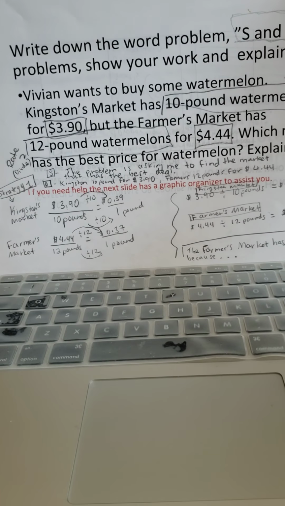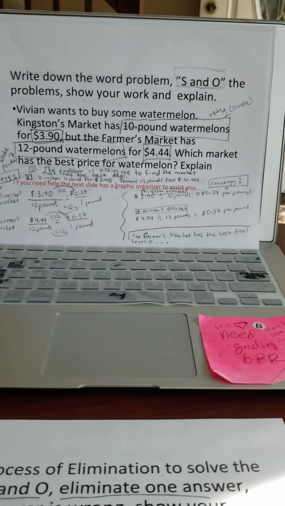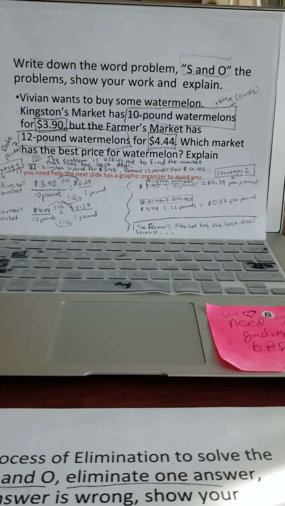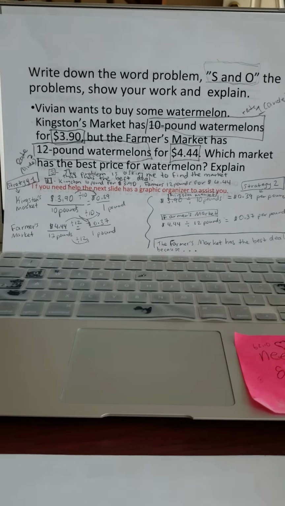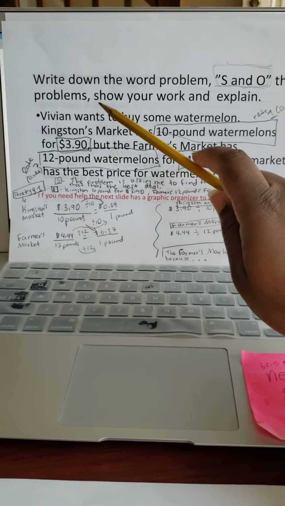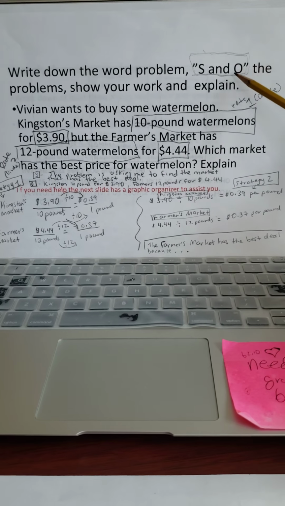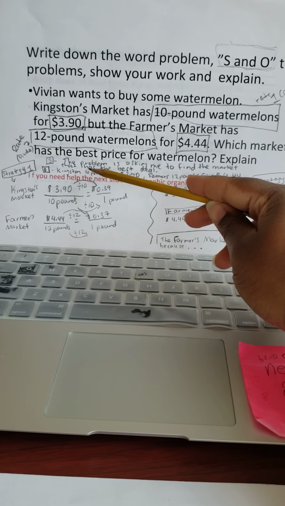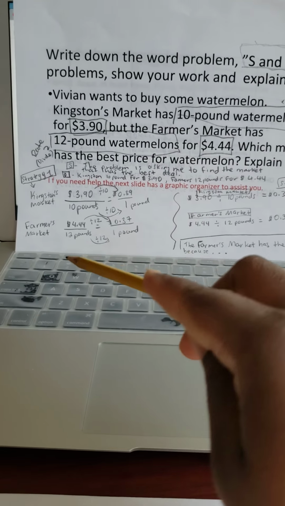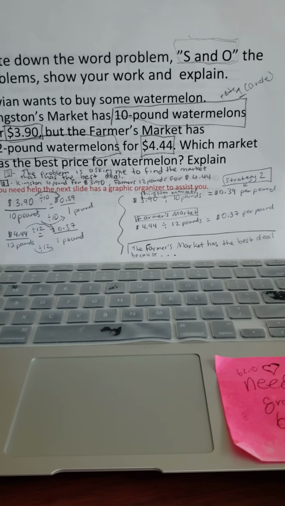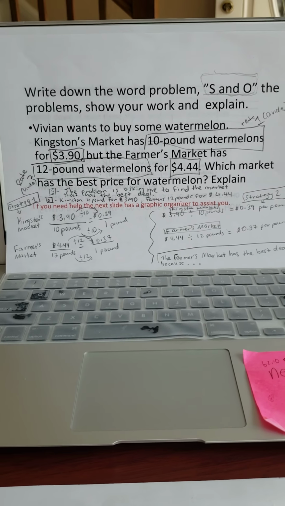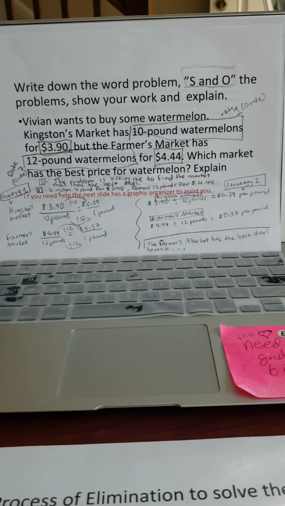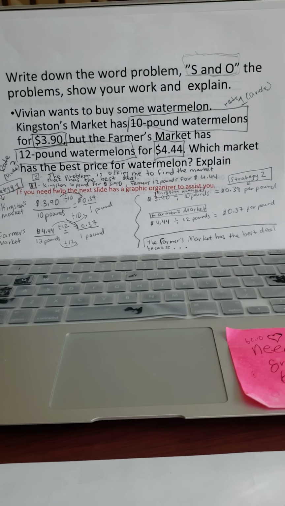Then you'll be given a word problem. So this is the word problem that you were given for the first lesson. As you can see, you have explicit instructions. Write down the word problem, S and O it. See? S and O the problem. Show your work. Here's the work that I showed. 2 different strategies. You don't have to do 2 different strategies. I was just showing 2 different strategies.